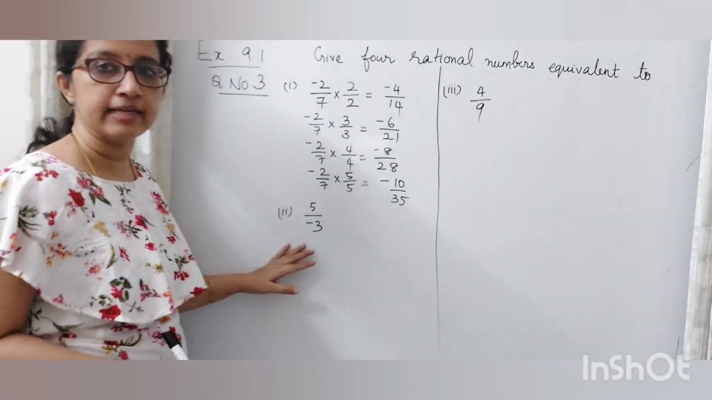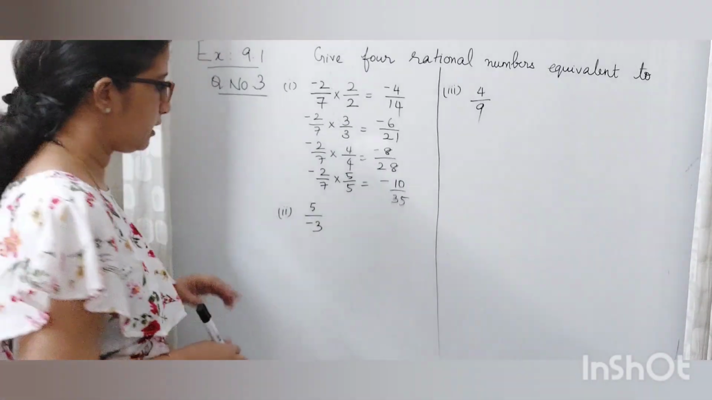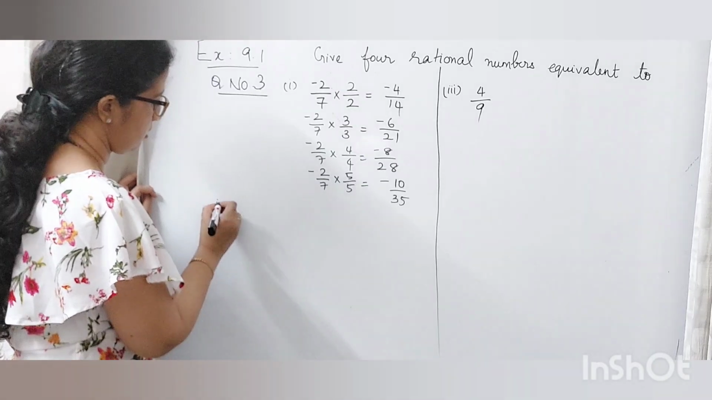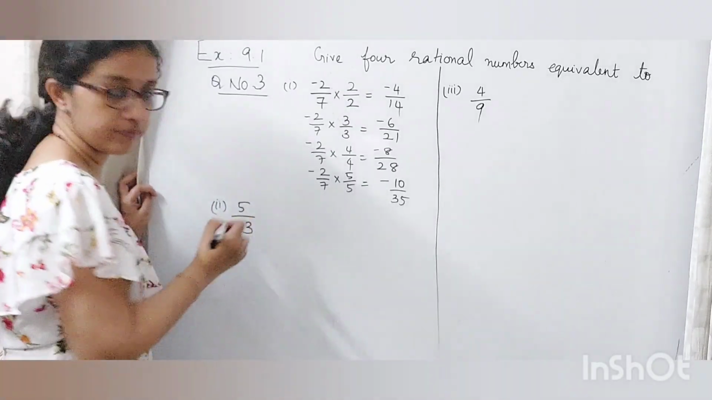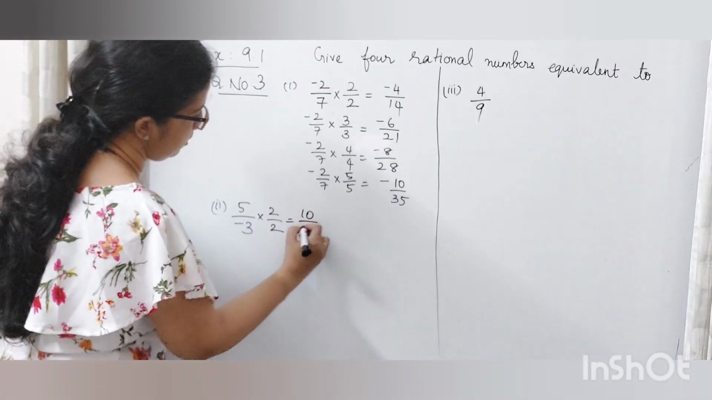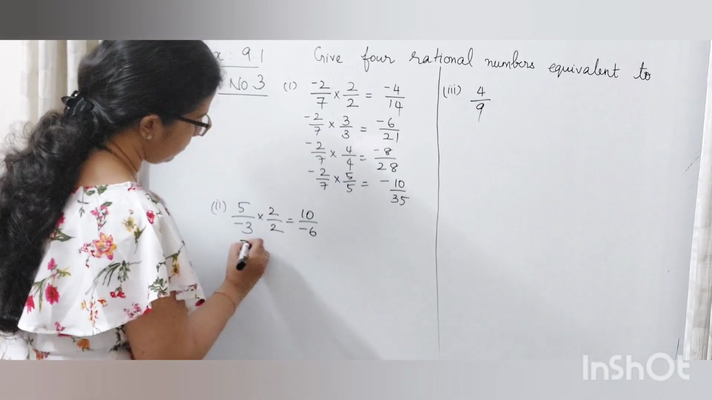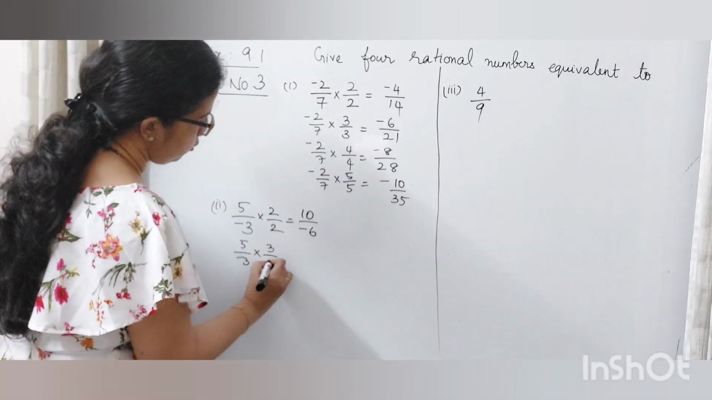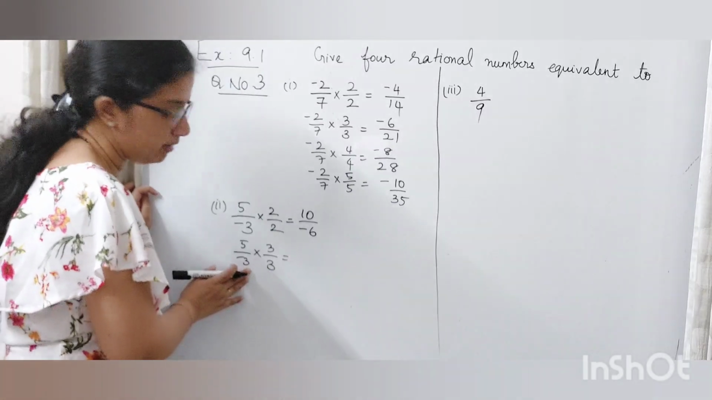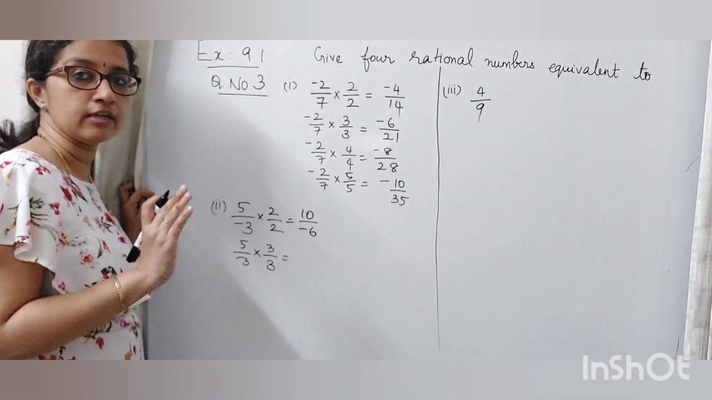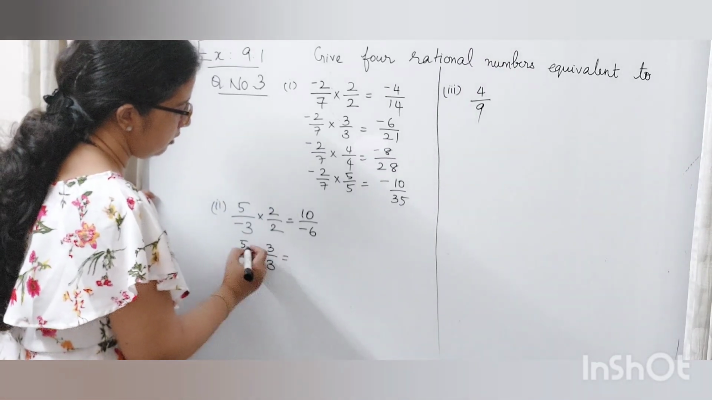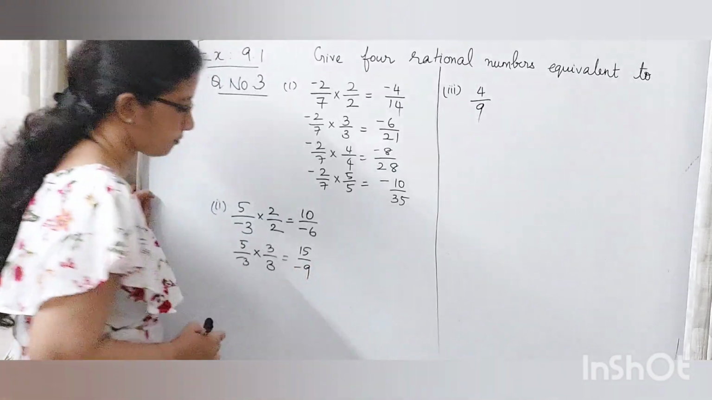Similarly, let's take the next one, that is 5 by minus 3. Second question is 5 by minus 3. 5 by minus 3, what should we multiply? You can multiply with 2 by 2. What will you get? 10 by minus 6. If you multiply 5 by minus 3 with 3 by 3, you can even multiply with minus 3 by minus 3. That is also an equivalent. But whatever number we are multiplying with the denominator, we have to multiply the same number with the numerator. That is the only factor which we have to consider. So 5 by minus 3 into 3 by 3, what will you get? 15 by minus 9.